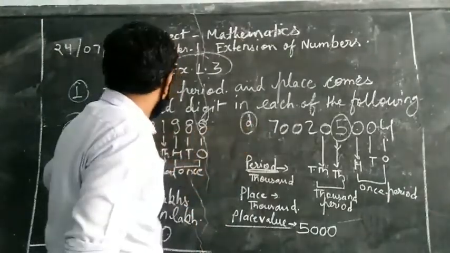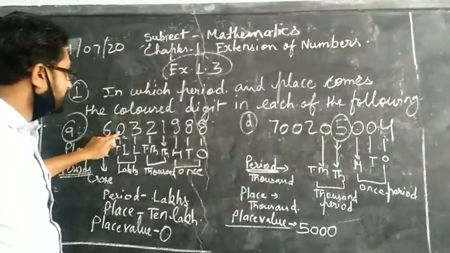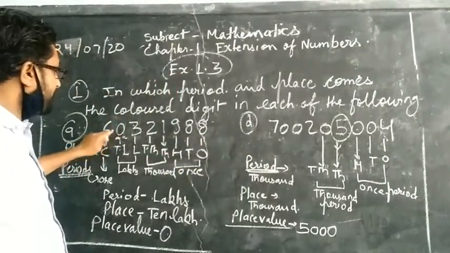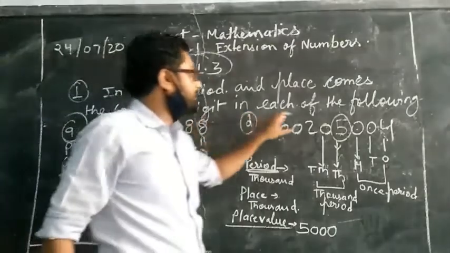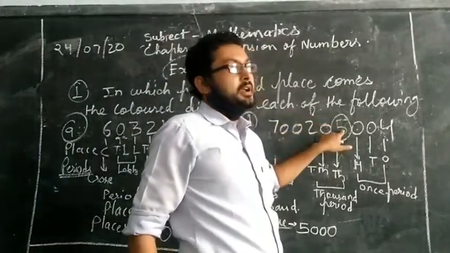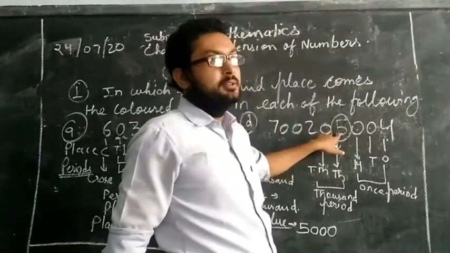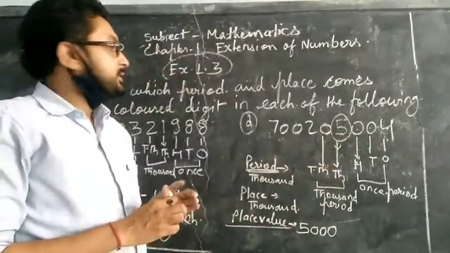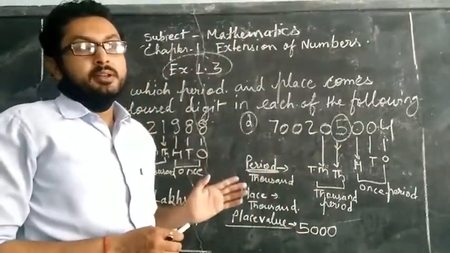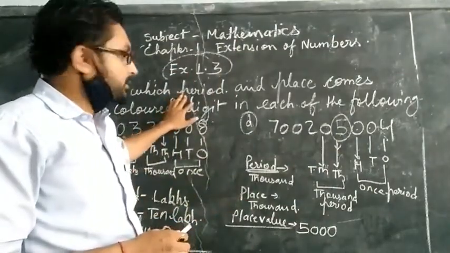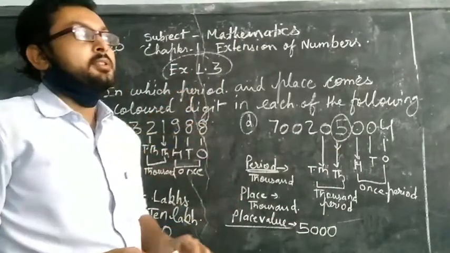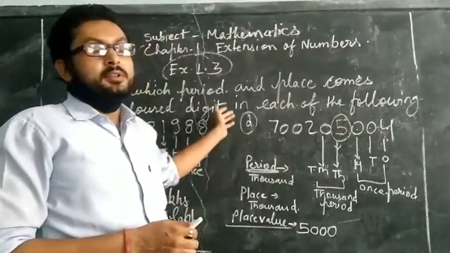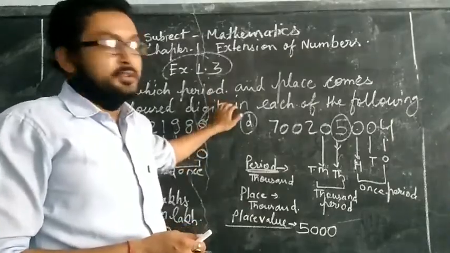So here we have found the place and period for this colored digit, and here we have found the place, place value and period of this digit. Like that you can find the period, place value for any number, and how to put commas we have already discussed previously.